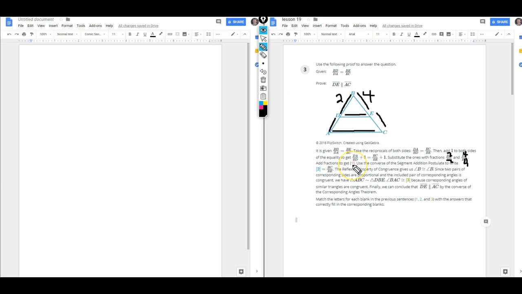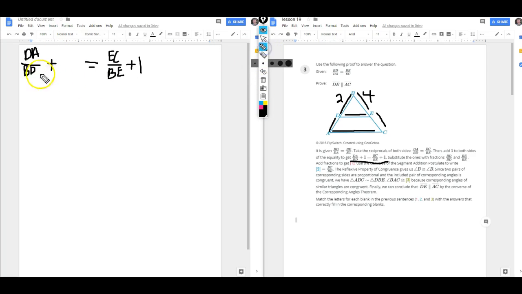Now it says to add the fractions to get blank. So I'm going to use this equation: the measurement of DA divided by the measurement of BD plus 1 is going to equal the measurement of EC divided by the measurement of BE plus 1. Now it says substitute the ones with fractions. BD divided by BD. So I'm going to substitute the ones.